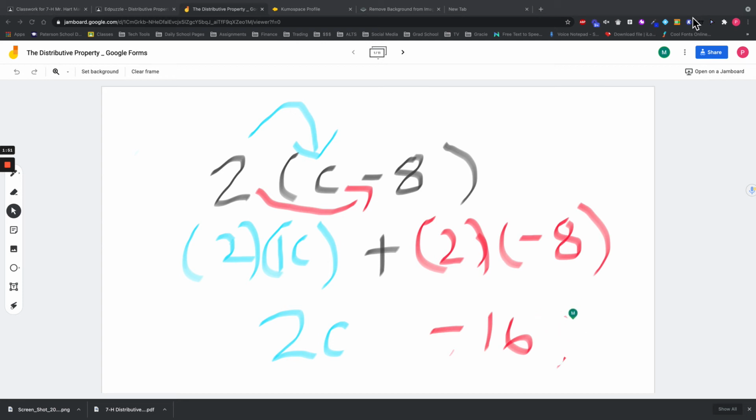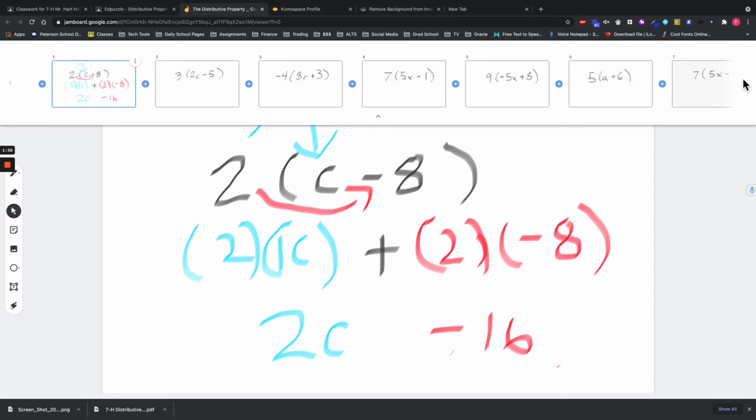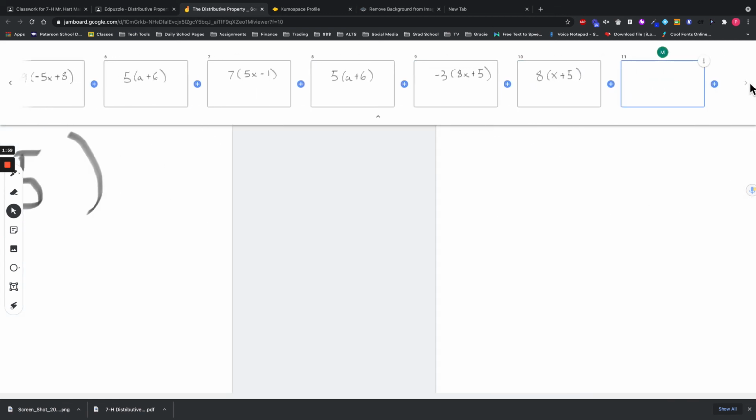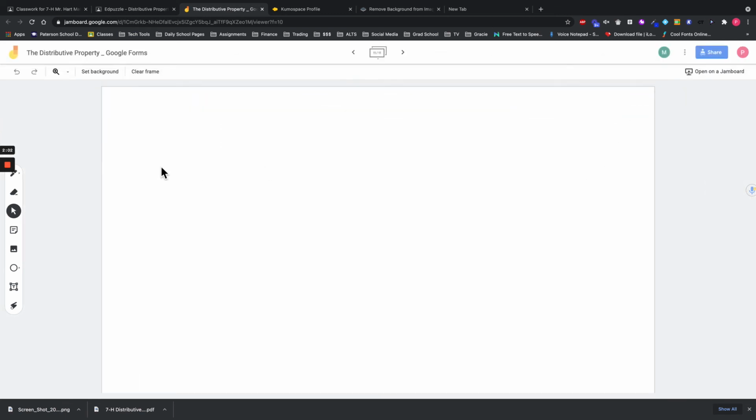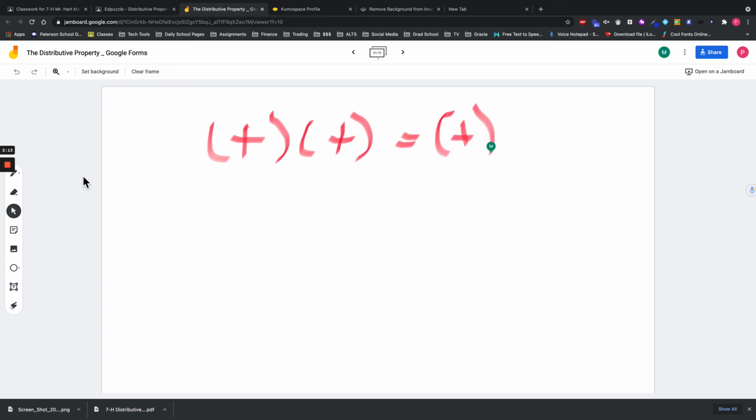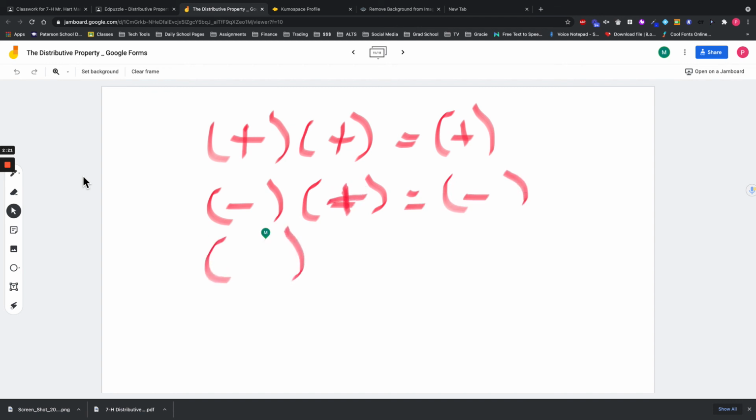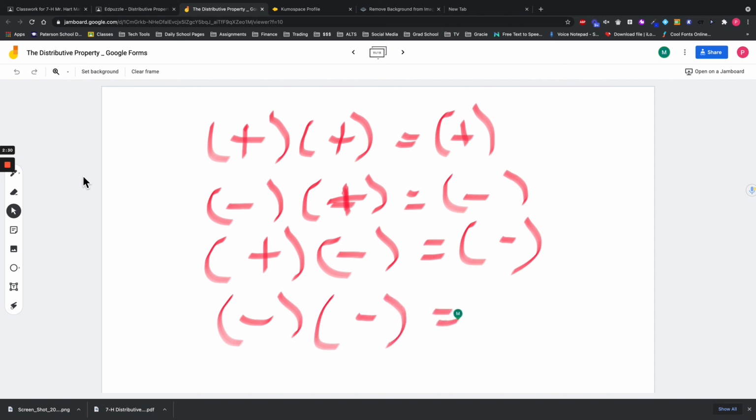So let's go over your integer rules real quick before we keep going. I'm going to go over the multiplication integer rules. And in essence, you should be memorizing these. So for our integer rules, we have a positive times a positive equals a positive. We have a negative times a positive equals a negative. We have a positive times a negative equals a negative. That's just reversed from the one above it. And then when we have a negative times a negative, it equals a positive.